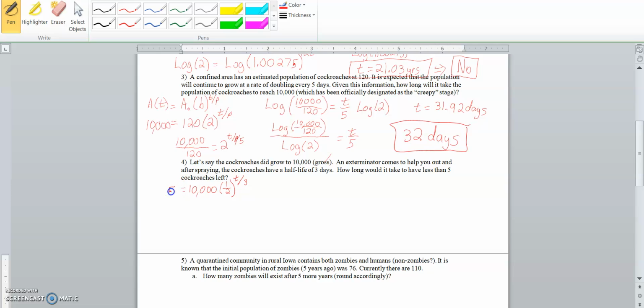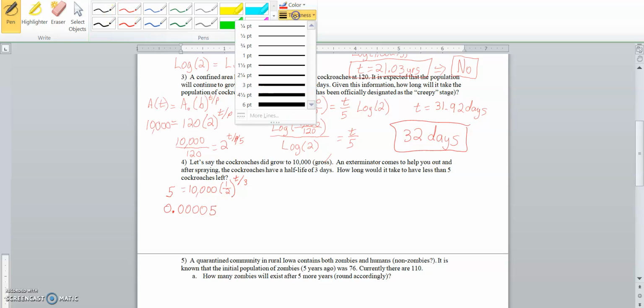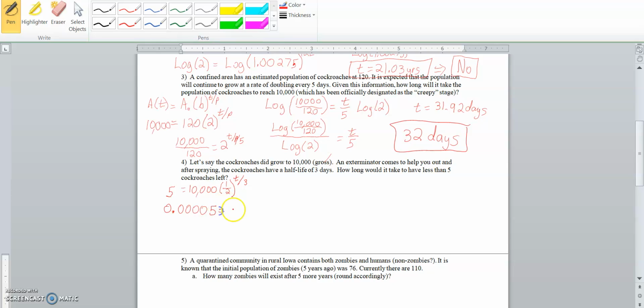We want to know when that is less than 5. So we're just going to set it to 5. So if we divide both sides by 10,000, we get 5 over 10,000 equals 1/2 to the T over 3. We're going to take the logarithm of both sides.